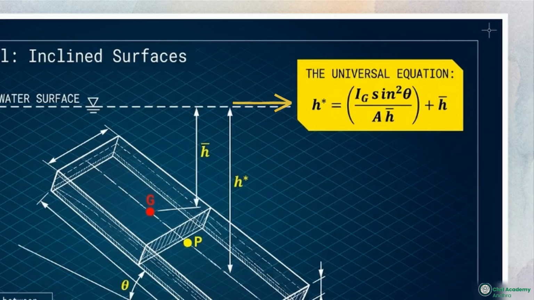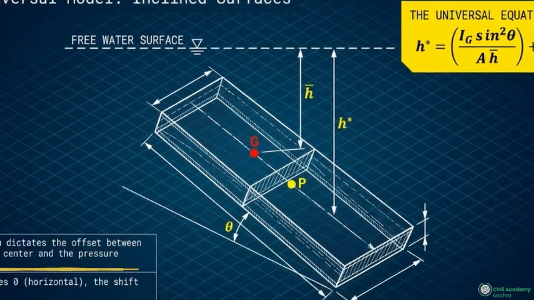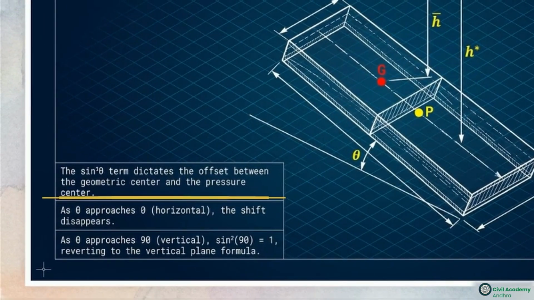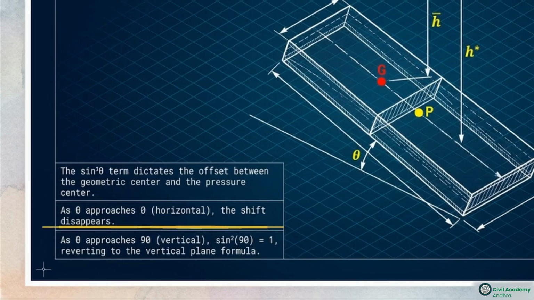This inclined surface model features the universal equation for H star. By including the sine squared theta term, this single formula can solve any flat surface problem, regardless of its angle. The math adjusts itself. At 0 degrees for a horizontal plane, the shift disappears. When the surface reaches 90 degrees for a vertical plane, the sine of 90 is 1, and the equation reverts to the standard vertical formula.